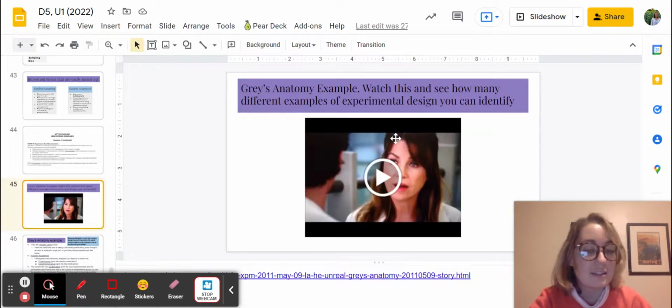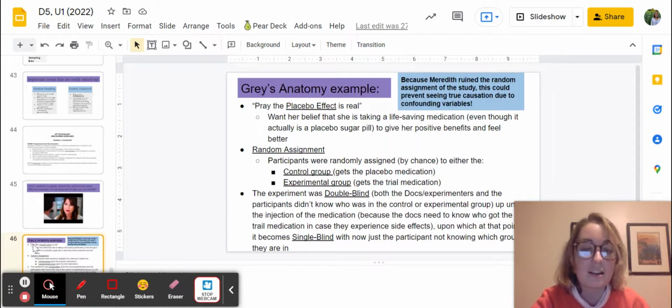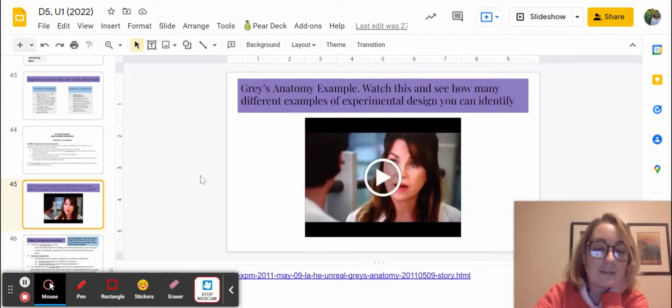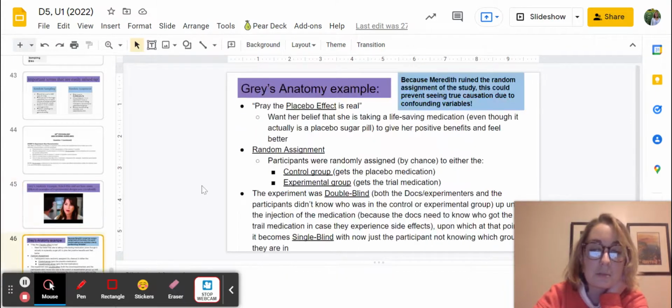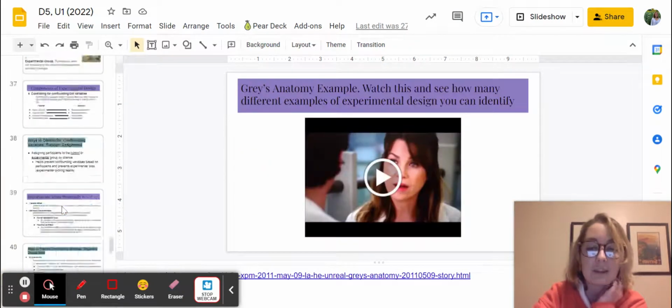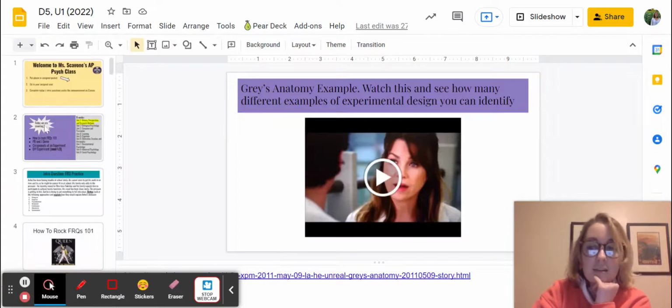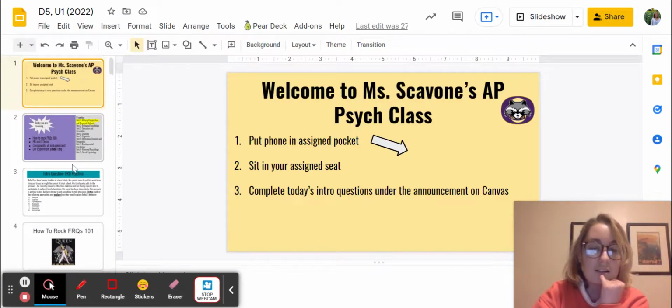A good lesson is from this Grey's Anatomy episode. If you're wanting help applying some of these terms, it's really good. I'd recommend watching that and seeing how you could apply some of these terms like placebo effect, random assignment, control and experimental group, double or single blind, etc. So that's kind of what we got here.